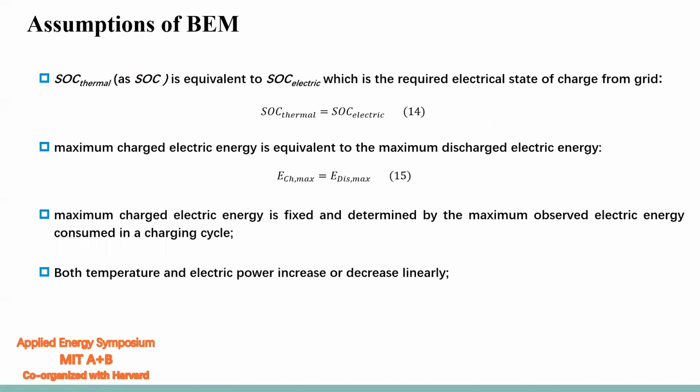We made some important assumptions. First, the thermal state of charge is equivalent to the electric state of charge, and the maximum charge and discharge electric energy are equivalent. The max charge electric energy is fixed temporarily, but we know that actually it's not. It should have some variation along with the change of weather condition and the initial status. At last, both temperature and electric power increase or decrease linearly.